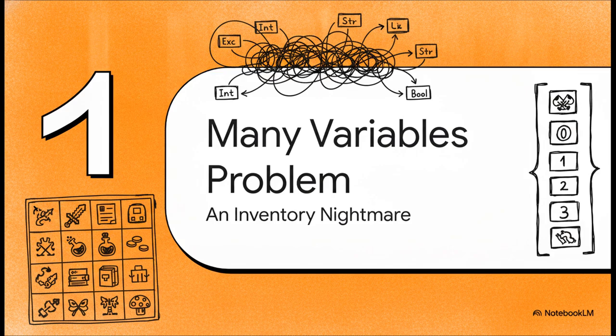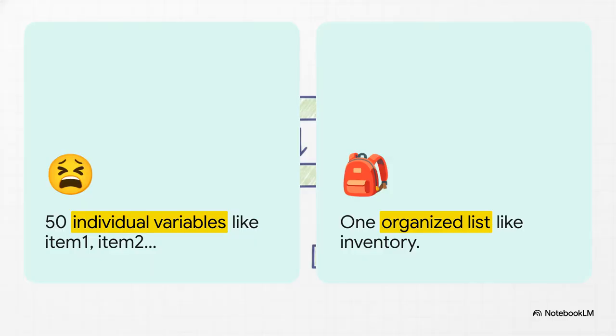Part 1. The many variables problem, or as I like to call it, a video game inventory nightmare. This completely illustrates the pain point we're dealing with. Imagine your character just picked up 50 different items. Coding that the old-fashioned way means you have to create a brand new variable for every single item, like item 1 equals sword, item 2 equals shield, all the way up to item 50. That is exhausting, right? But putting them all into one clean, organized list called inventory changes absolutely everything.